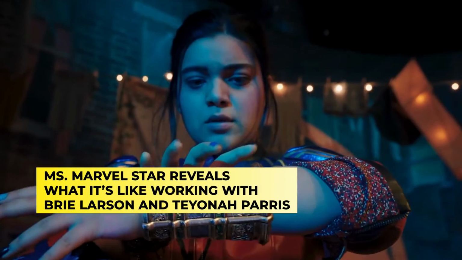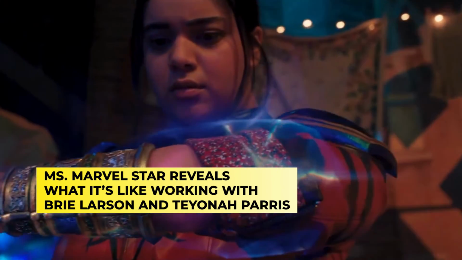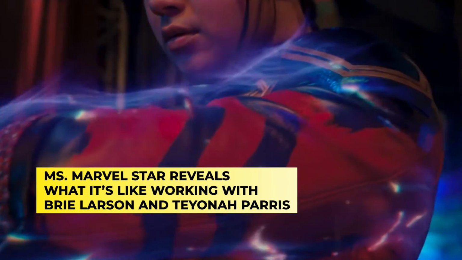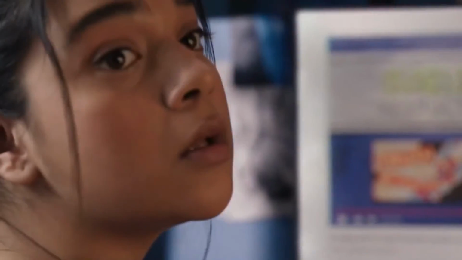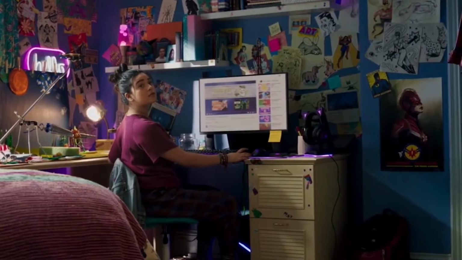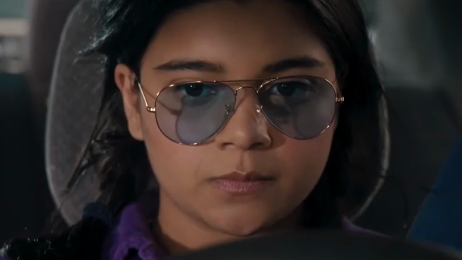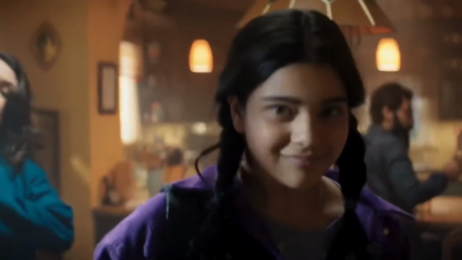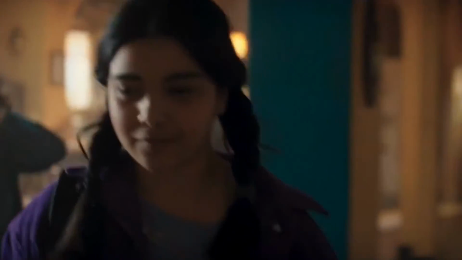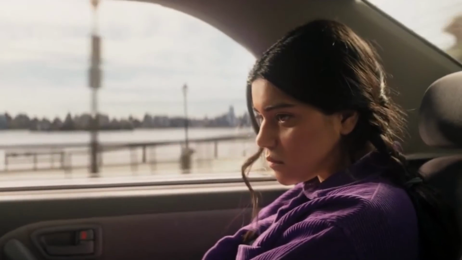And now, Ms. Marvel star reveals what it's like working with Brie Larson and Teyonah Parris. Ms. Marvel's arrived at Disney Plus to a wave of praise from fans and critics alike. And while everyone's definitely vibing with the show's storyline, the real star of the show is Iman Vellani. The young actress seems to be taking everything in her stride, showing off her deep love for the Marvel Universe, and also sharing some funny behind-the-scenes stories.